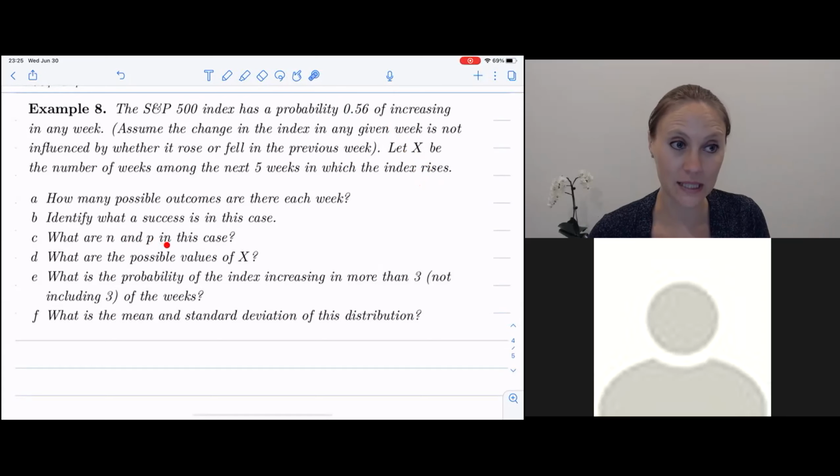What are n and p in this case? Leave that to you. What are the possible values of X? Okay. Leave that to you to try.